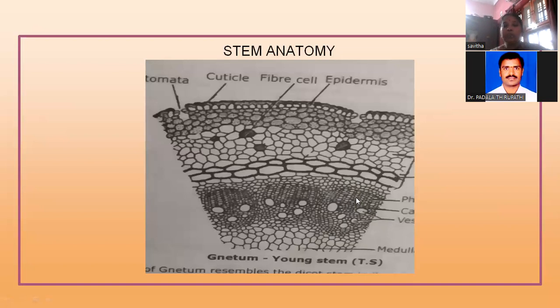So this is about the primary structure of the plant, and a well-developed medulla is present, made up of parenchymatous cells, which extends between the vascular bundles as medullary rays. This is about the primary growth of the stem.